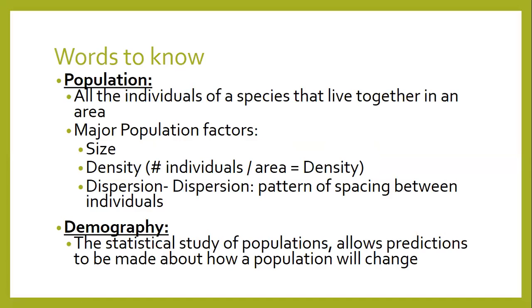So let's talk about a couple of vocab words. What is a population? A population is all of the individuals of a species that live together in an area. So this would mean all of the mice in a field or all of the deer in a particular contiguous forest.